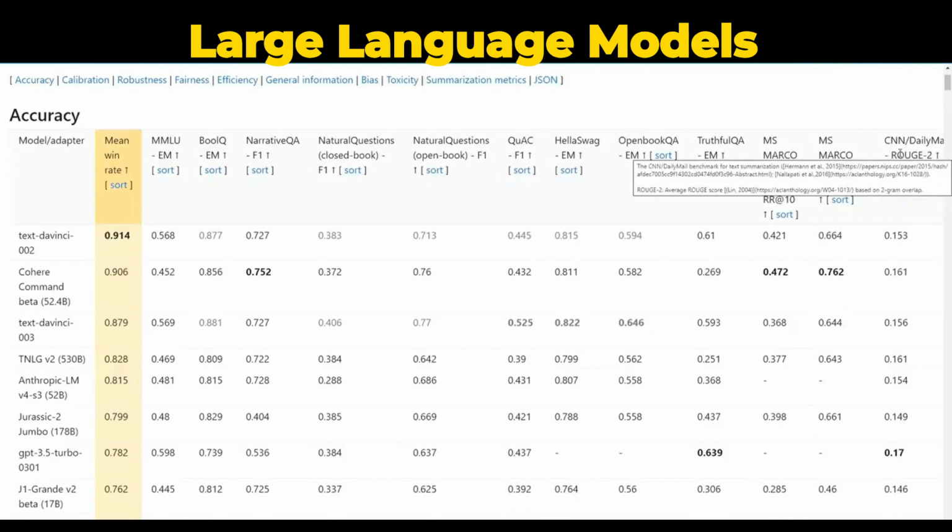Now, if you look at accuracy, the Text DaVinci 2 and 3 models, which are OpenAI GPT-3.5 models, have some of the best overall results across all of the datasets. GPT-4, which was released in March of 2023, doesn't feature in the HELM dataset yet.